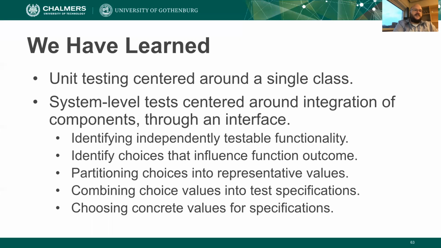For each of those independently testable functions, you identify the choices you make when you're testing. What do you have control over, and what can affect the outcome of the function you're working with? For each of those choices, you cut it down into a set of representative values that can trigger the different outcomes and influence how that function executes. Then you combine those choice values to form test recipes, these test specifications, fill in concrete values for those choices, run them against the system, and see if you find any bugs.